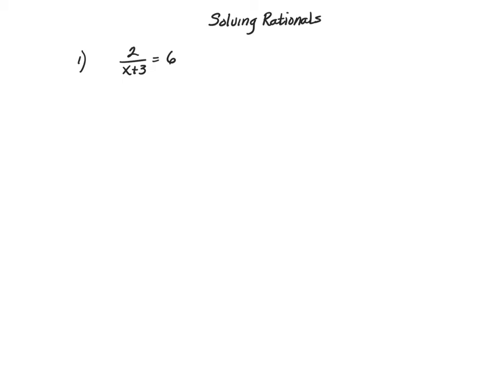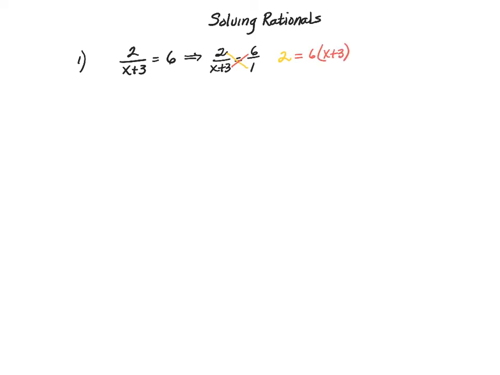So, the first thing that I'm going to do is I'm going to rewrite this problem as 2 over x plus 3 is equal to 6 over 1. Because if I have a denominator on one side of the equation, I'm going to want the other one to also have a denominator. Cross multiplying is exactly what it says. You're going to multiply this way, in which case you get 2, and then you're going to multiply this way, and you will get 6 times x plus 3.